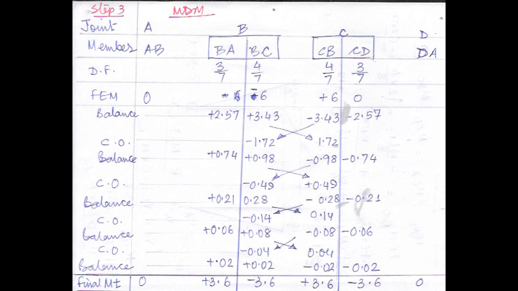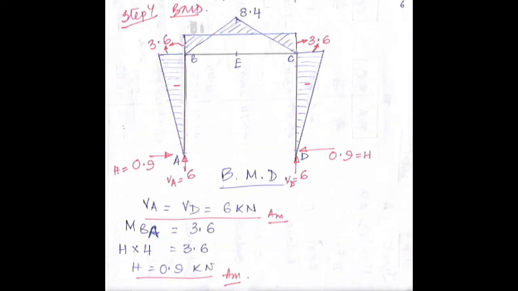So we should start adding from the FEM value. So minus 6, plus 3.43, minus 1.72 till plus 0.02. So like that way we have reached minus 3.6. And similarly for the members CB and CD. I hope that already you have noted down the problem.